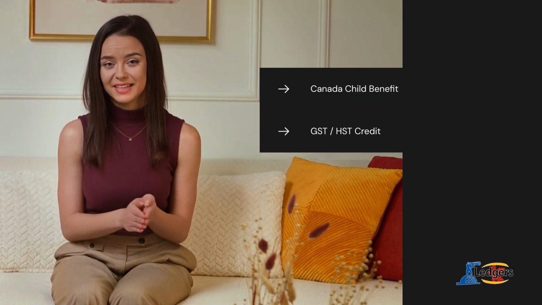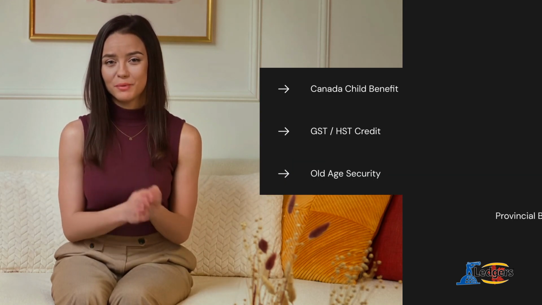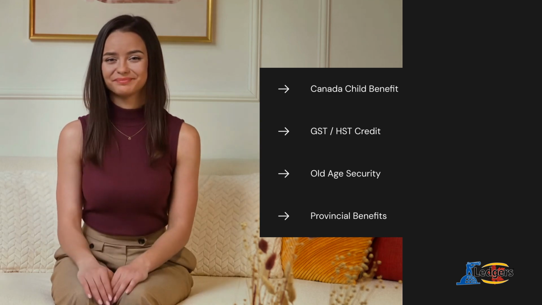Even if you do not have to file, you should to ensure you receive benefits you may be eligible for, including 1. The Canada Child Benefit. 2. GST and HST credits. 3. Old Age Security, or 4. Specified provincial credits.